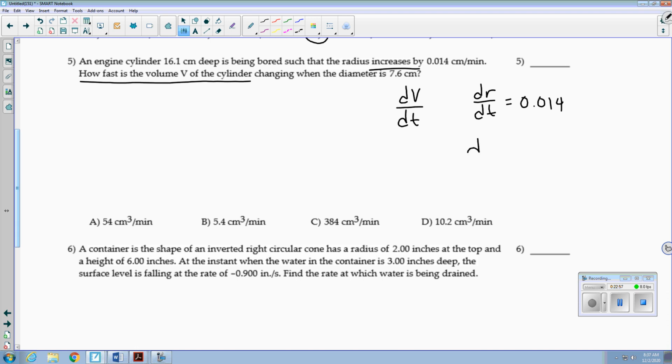We know the diameter is equal to 7.6. When it comes to the formula for the volume of a cylinder, diameter isn't present. We're going to need a radius, so we can divide by 2 here, and we'll get 3.8 for our radius measure at this point in time.